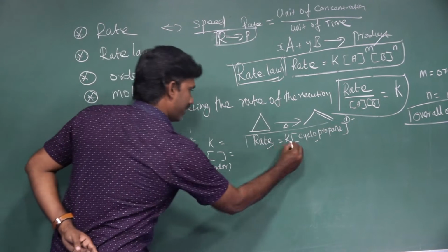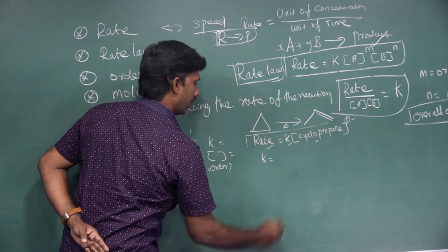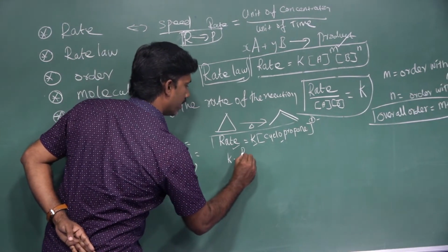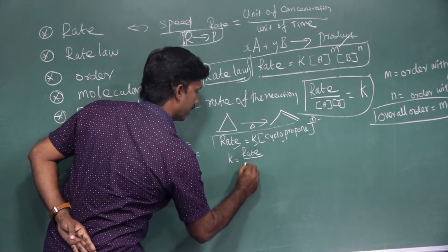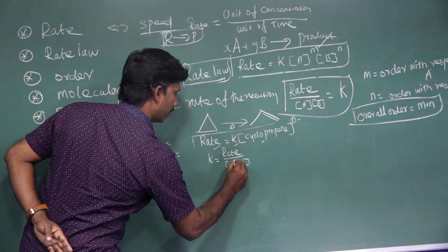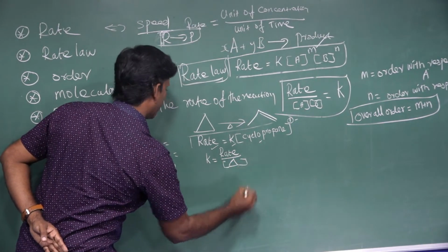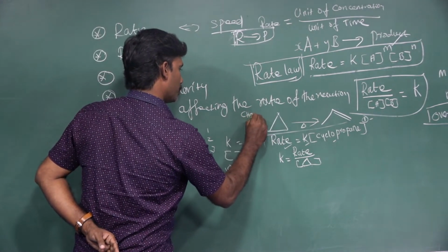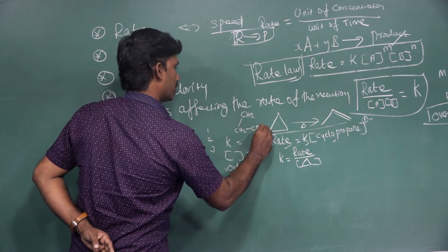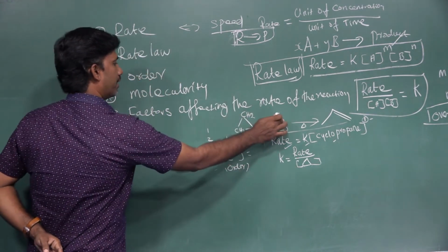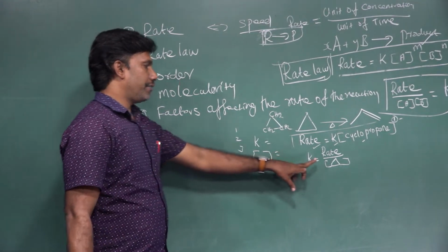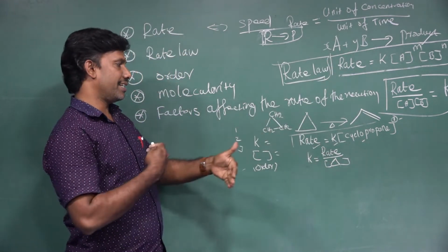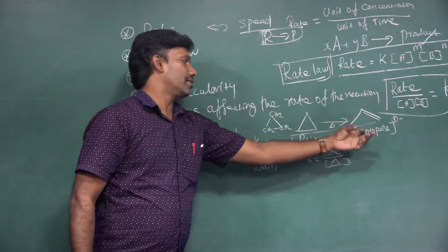If they want the rate constant K, they will give a rate value. From this, how can we get the rate constant K? You take the rate divided by the concentration of cyclopropane. In chemistry, the triangle shows cyclopropane. In each corner there will be CH2, CH2, CH2. This is called cyclopropane. For simplifying, they will give a triangle shape. From this also we can get the rate constant. From this we can get the order also. At different instants they give, you can get the order also from this relation.